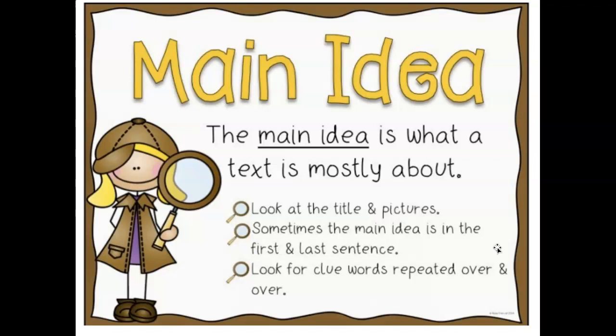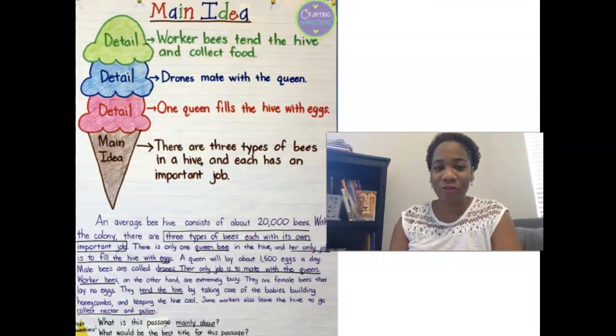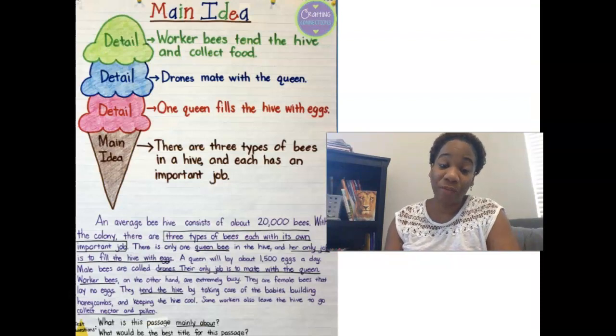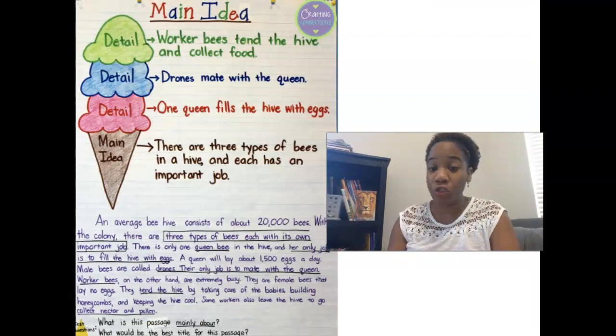Sometimes you will find the main idea in the first and last sentence of each paragraph. So you know how to look out for that. And sometimes you can look for clue words that are repeated over and over. They can help you to understand what is the message or the main idea that the author is trying to bring across.